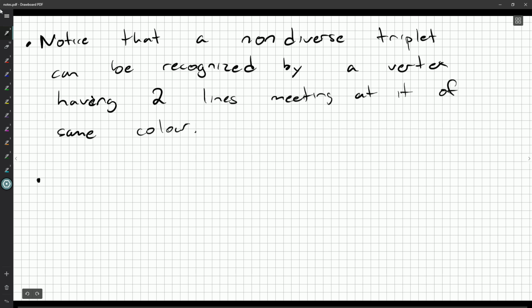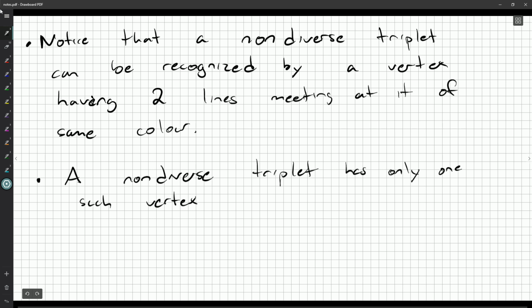Let's also note that a non-diverse triplet has only one such vertex.